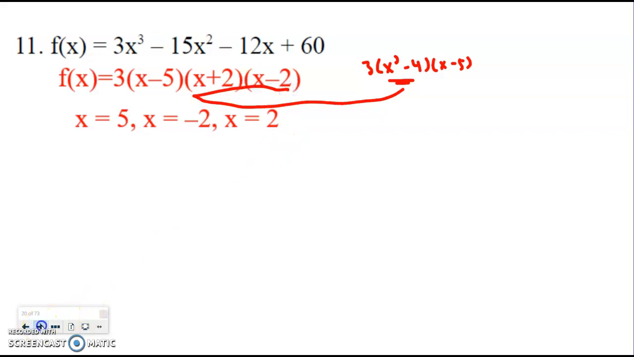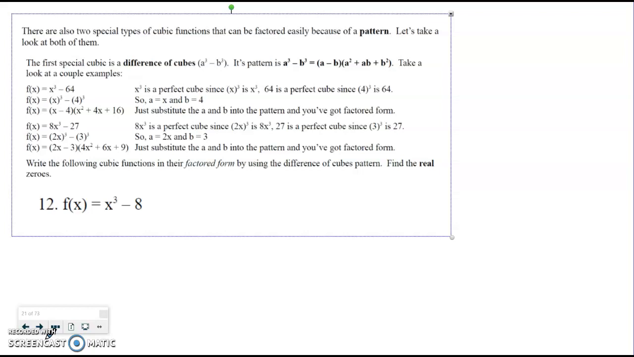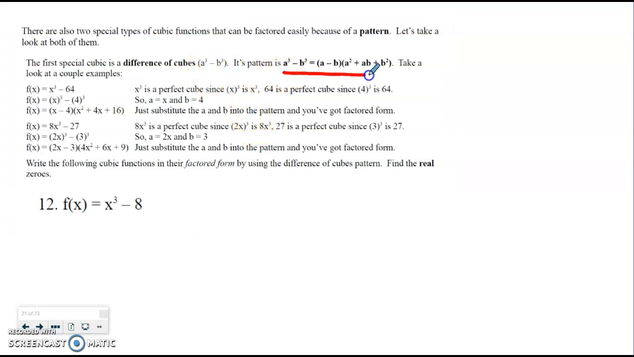All right, so this next type of pattern that we're going to look at is the difference of two cubes. And this is just going to be a pattern that we want to try to remember to help us factor a cubic. And in this case, we're looking at the difference of them. The first thing that we're going to do is figure out what cube gets me x cubed. And I know that's going to be x to the third power. And then what cube gets me 8? And I know that's going to be 2 to the third.